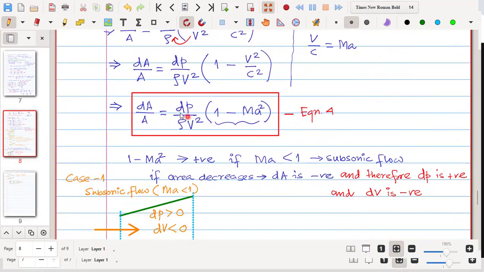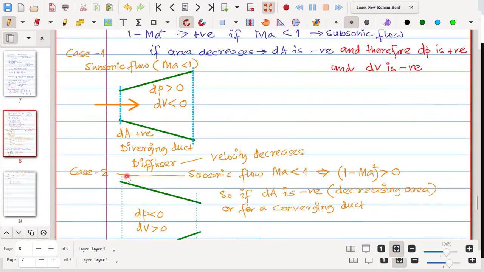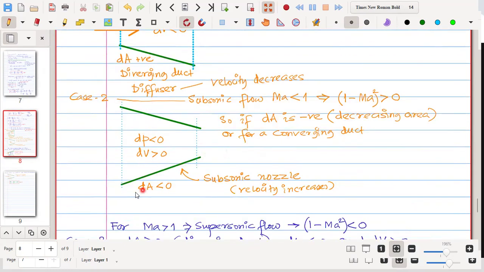Next, we have seen how the pressure and velocity vary with area. For a subsonic flow, for a diverging duct, the pressure increases and velocity decreases. Because velocity is decreasing, we will call it a subsonic diffuser. And for the case where area is decreasing, pressure will also decrease and velocity will increase since it is subsonic flow. So it is called a subsonic nozzle.